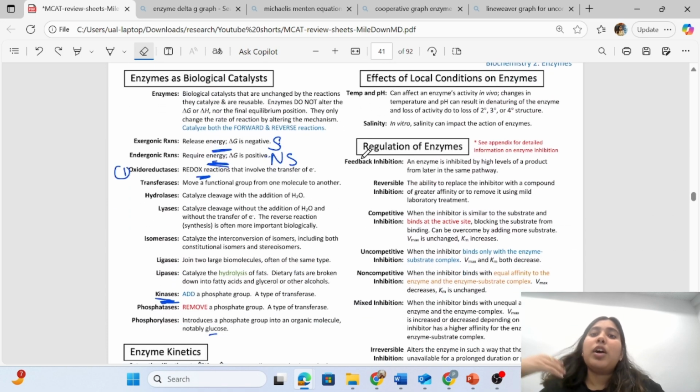Yeah. Now coming to effects of local conditions on enzymes. So if you remember from chapter 1, we discussed how temperature, pH, and salinity affect the protein. Similarly, it will affect the enzyme. So if we increase the temperature a lot, the protein will just denature, or the enzyme will just denature because it's a protein. If we decrease the pH and put a lot of H+ ions or acids, again, the enzyme will just denature. Similarly, salinity, if we put a lot of salts into it, it will denature.